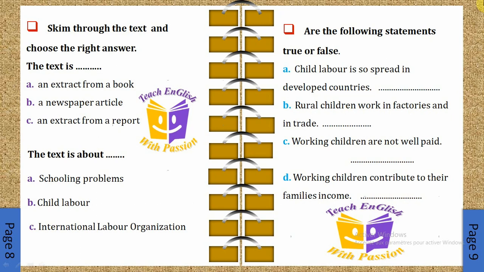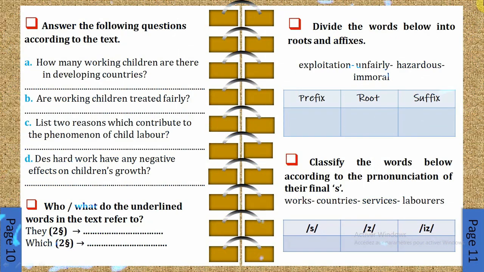Next, learners do a more detailed reading. Learners read the text to do a number of activities. An example of these activities is true-false statements. Other activities the teacher can set during the reading phase include the following: answering comprehension questions, reference words, dividing words into roots and affixes, classifying words according to their final S pronunciation, and reordering jumbled sentences. The choice of these activities depends mainly on what aspects the teacher wants to consolidate and review.